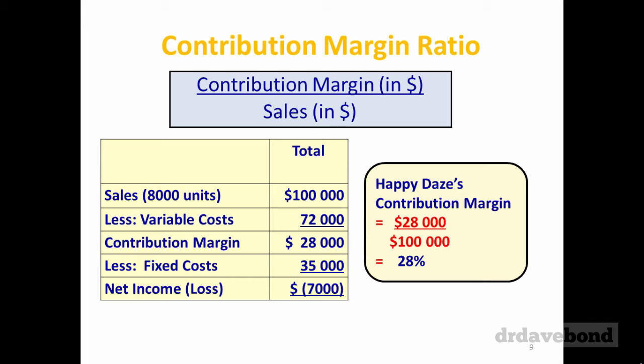So the total contribution margin is 28,000. The total sales is 100,000. So that means the contribution margin ratio is 28%. What that's telling you is that for every dollar that you sell, every dollar that you earn in revenue, you are contributing 28% of that to paying off your fixed costs. So the greater that percentage, the quicker you are in terms of paying off your fixed cost.